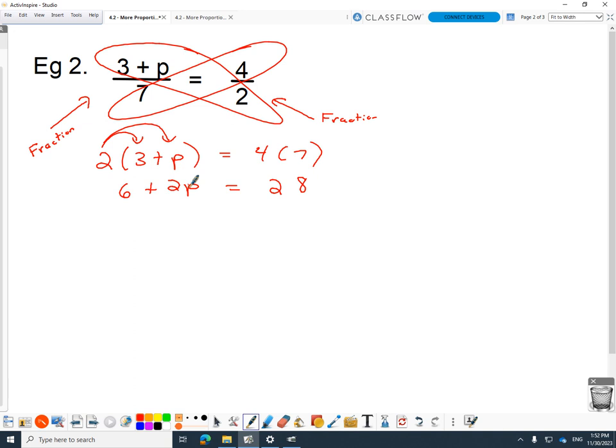Jackson, do you maybe put it to the other side and change it to a minus? Yes. 6 was adding on this side, or was positive on this side, so now it's subtracting. And what's 28 subtract 6? 22. And finally, the opposite of multiplying by 2, divide by 2.